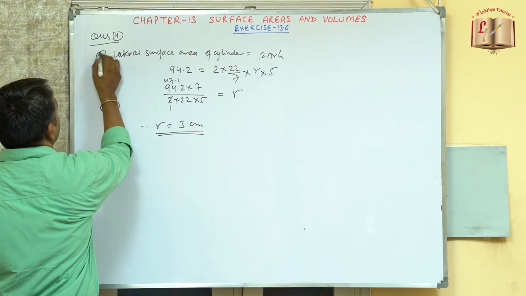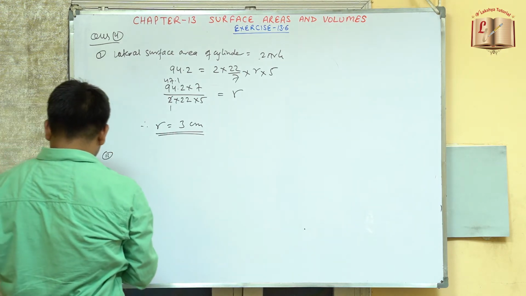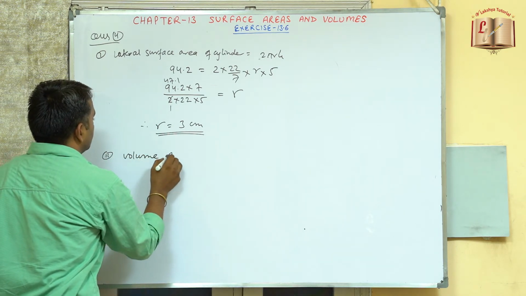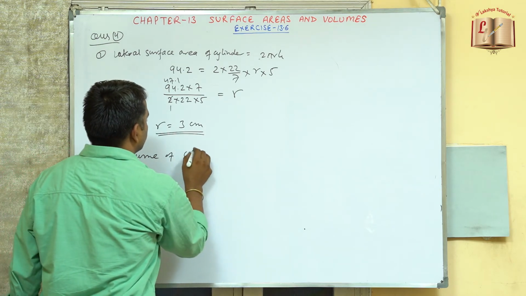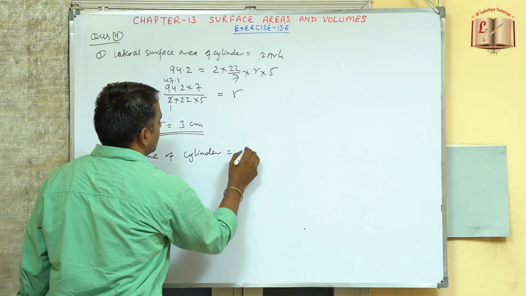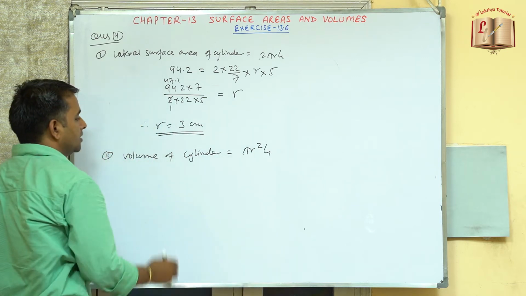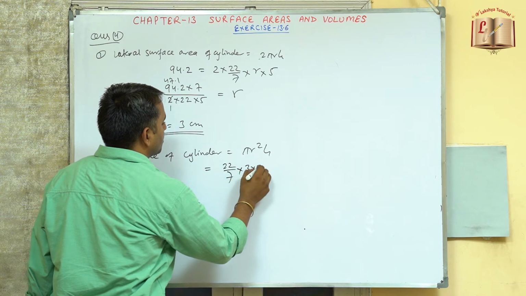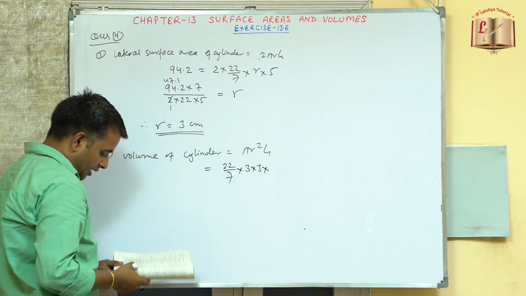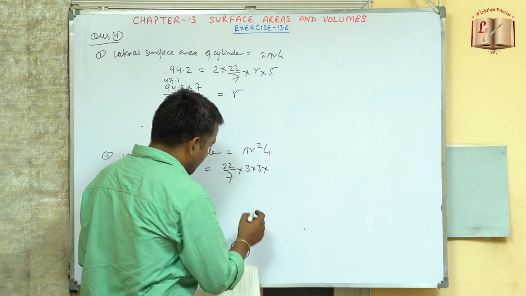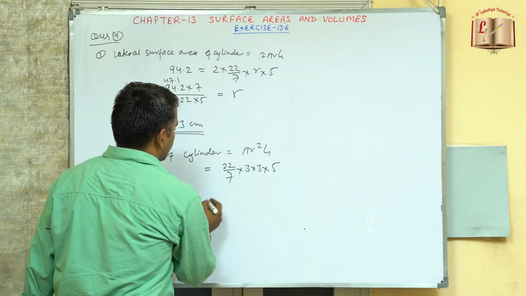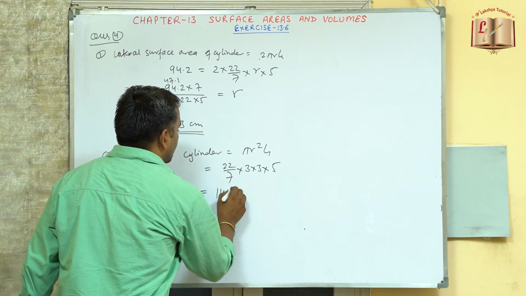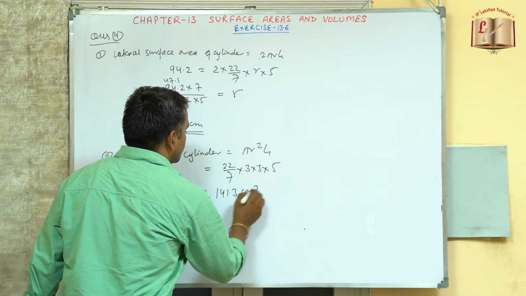Now coming to the second part. Now we need to find out the volume of this. So volume of cylinder will be the area into height. So this is now 22 by 7 into 3 into 3 into height. Height is already given to us. This is 5 centimeters. So now we can calculate this. So this volume will be equal to 141.3 centimeter cube.